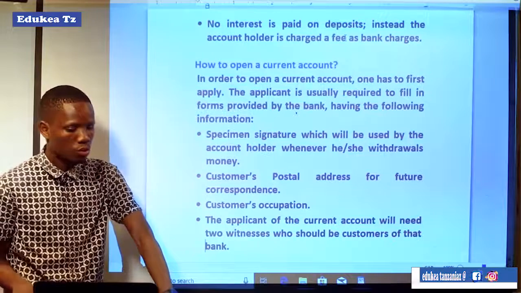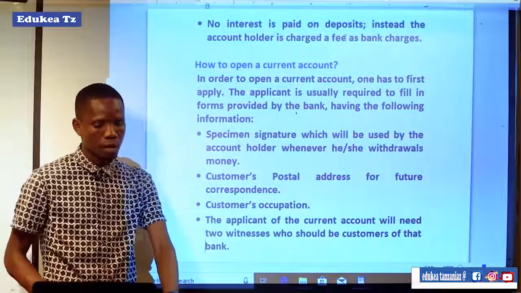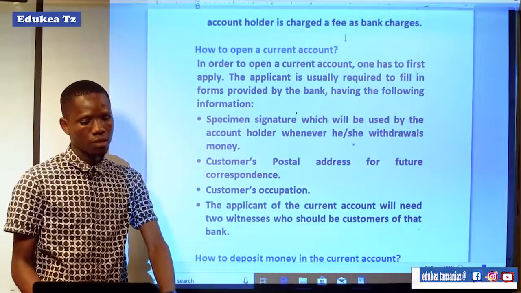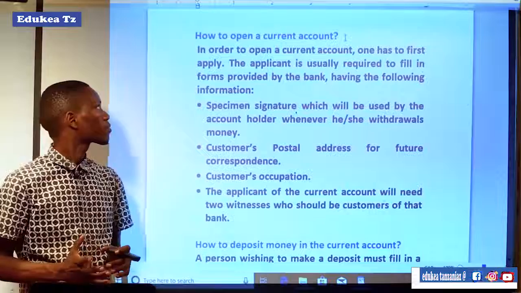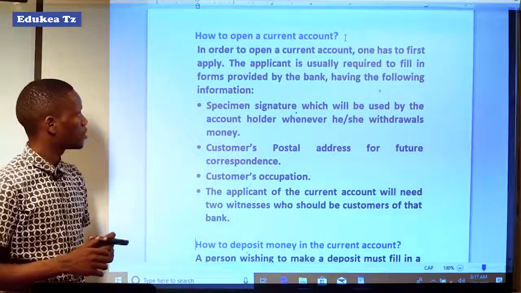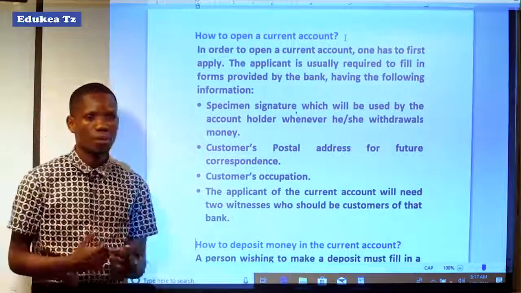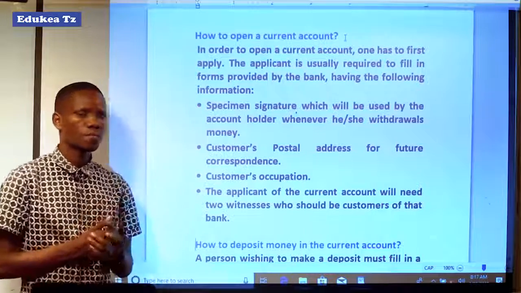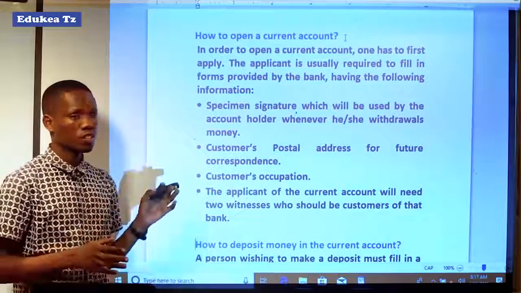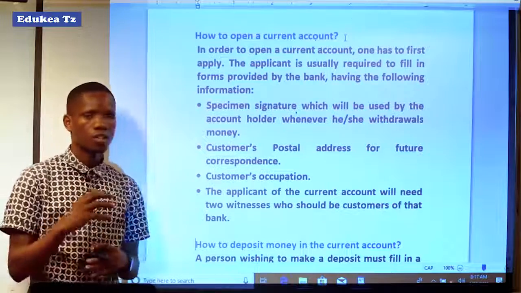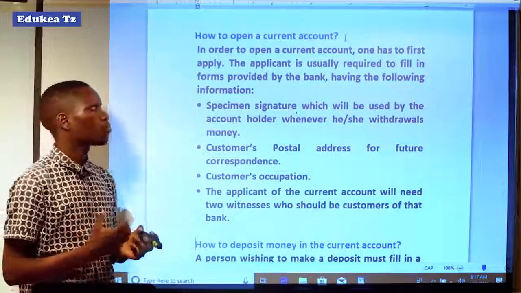Now let us look at how to open a current account in these commercial banks, as is done by different people in East Africa and other areas of the world. Now, in order to open a current account, one has to first apply. It means there is a special application that is made by a person who needs to open this current account in these commercial banks like NMB, CRB and other types of banks.